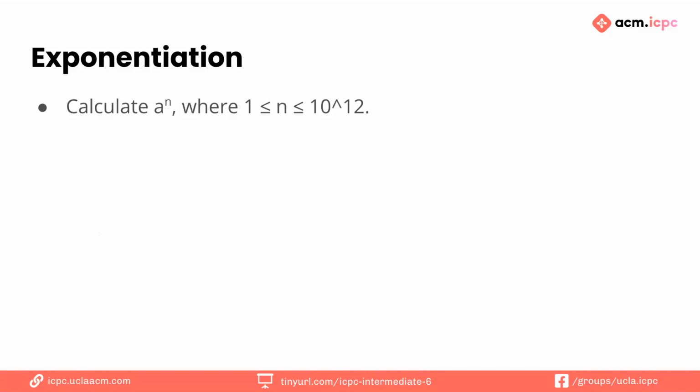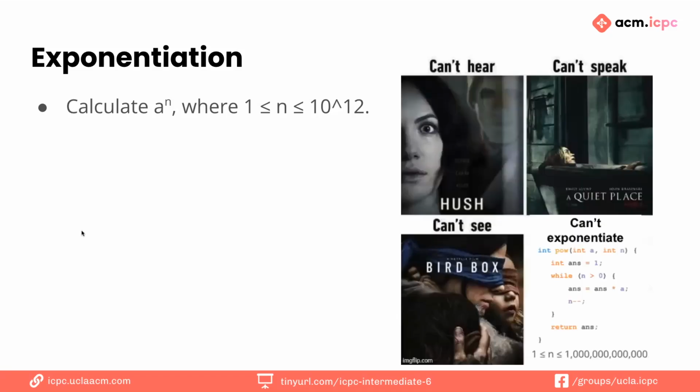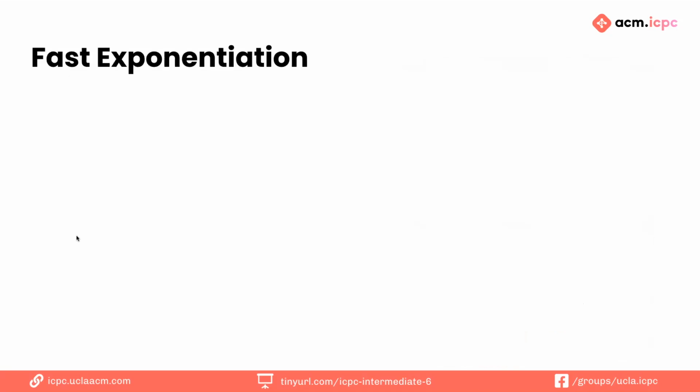Now consider this question. Still calculate a to the nth power, but here n can be as large as 10 to the 12th power. So you cannot apply the algorithm we have on the last slide because it is too slow. Usually, a computer can do up to 10 to the 9th calculations in 1 second, which is the time limit of most common competitive programming problems. So if you use the O(n) algorithm, your program may run up to 1000 seconds. So we need some more efficient algorithms.